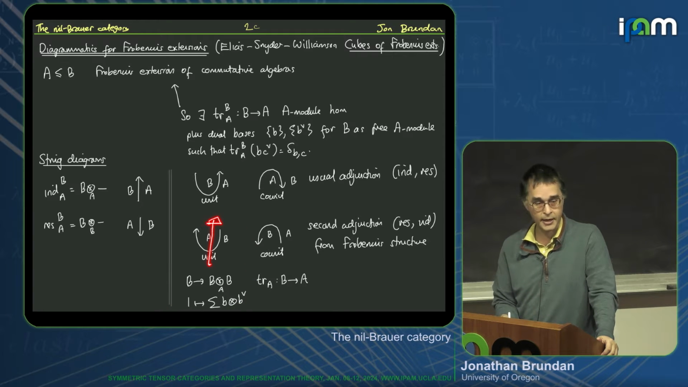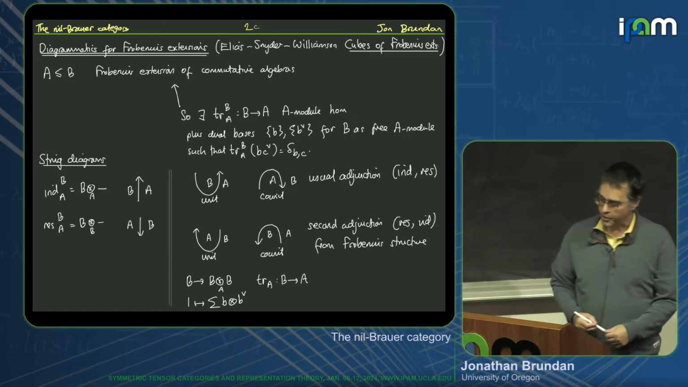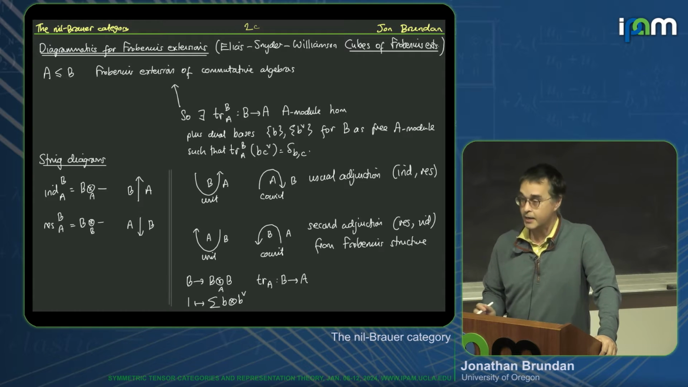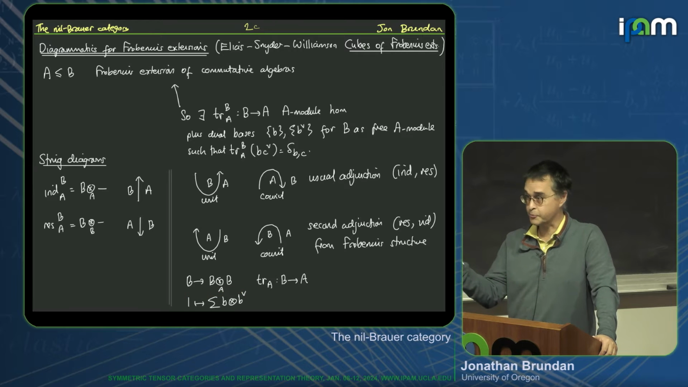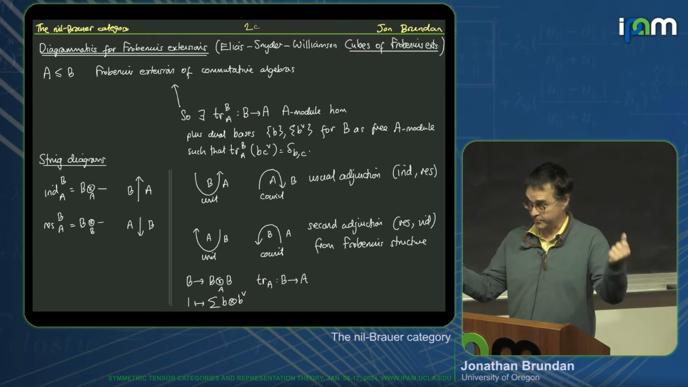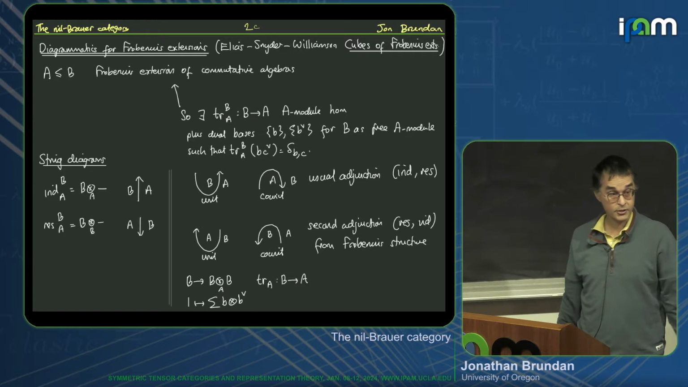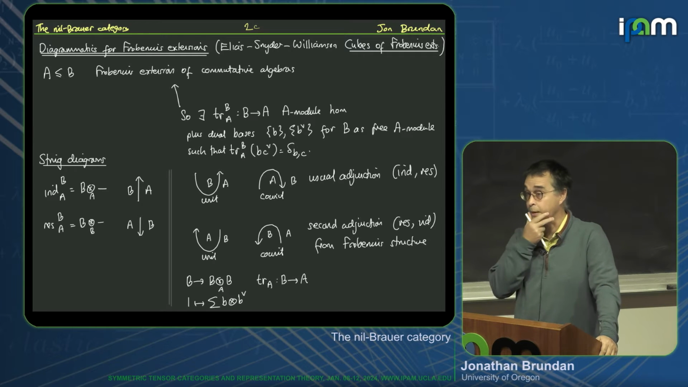That's the way I draw my string diagrams. It's just the B bimodule homomorphism, just mapping one to the tensor product of your dual bases. So hopefully everything is really familiar there, but that gives us these rightward and leftward cups and caps.